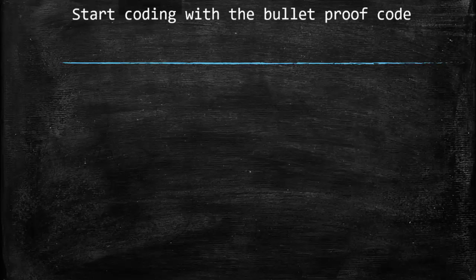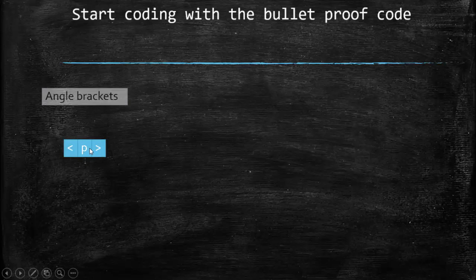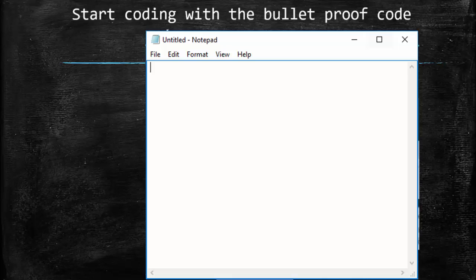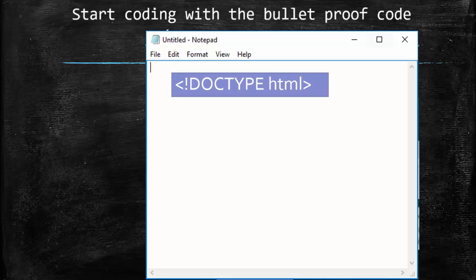In HTML, we code using tags. So first, you have to know about tags. Now this is a tag. A tag is an element between two angle brackets. Now let's start coding the bulletproof code on Notepad. There are only a few tags in the bulletproof code, but we always start with this specific tag, that is doctype HTML. Exclamation mark, doctype, space, HTML within two angle brackets indicates the doctype HTML code.